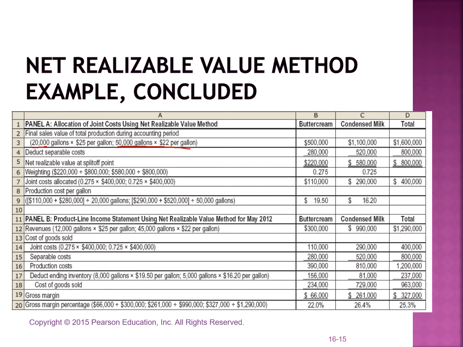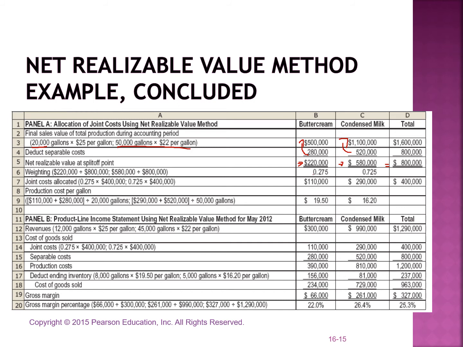The separable costs were given: 280 and 520. So I subtracted that from the 500, and I subtracted that from the 1,100,000. So the net realizable value at split-off point is 220 and 580, with a total of 800. Again, I will divide the 220,000 over the 800, which is 0.275, and I will divide the 580 over the 800, which is 0.725. So this is the weight that I'm going to use in order to allocate the joint cost.